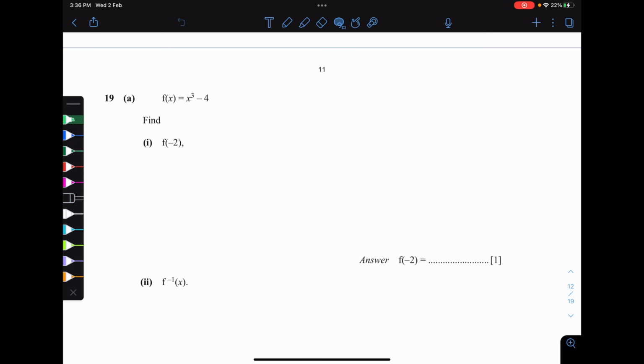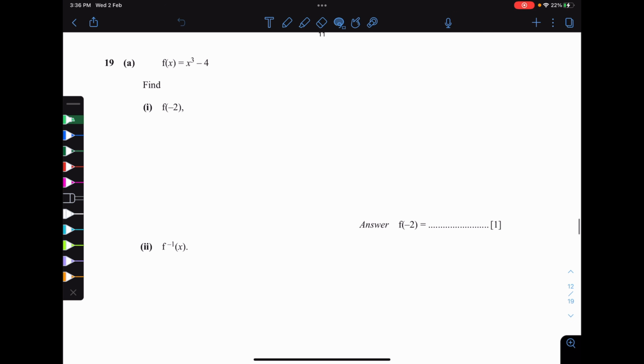All right, so the next question is question number 19. Let's start with this. The first part is really simple. It's asking us to go to function f and put x equals -2 as an input. So it's pretty simple. Let's put (-2) whole cube minus 4. So that's going to be -8. Be careful with the negative sign, and minus 4. This would give you -12. This is your final answer.